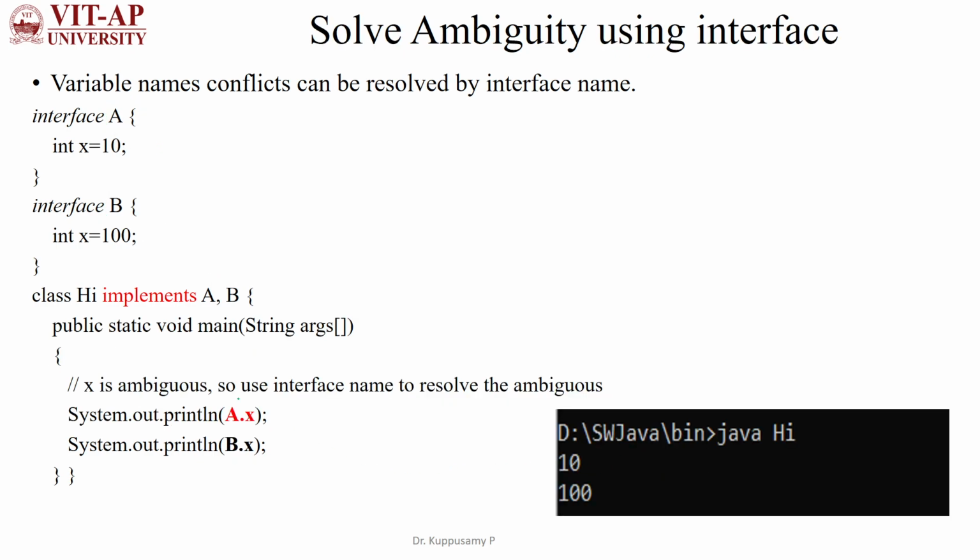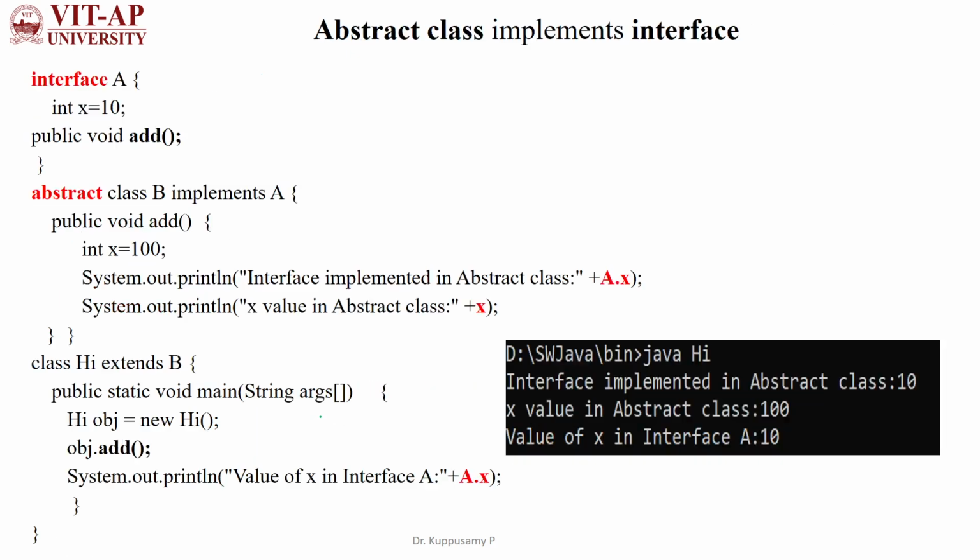To avoid that, as I told you, you have to use the interface name to access the variable. Here B accesses the variable inside interface B. So both give their own values, 10 and 100. You can solve the ambiguity by using the interface names.